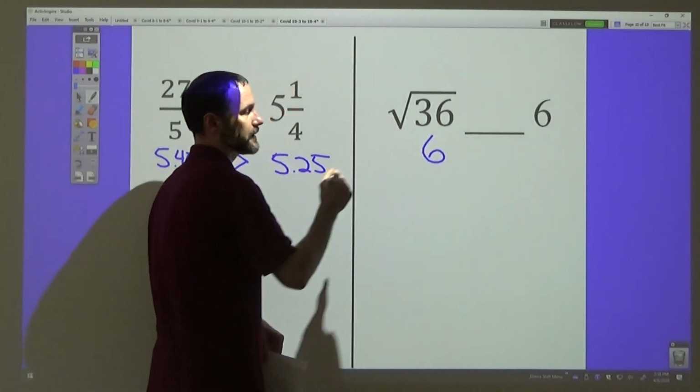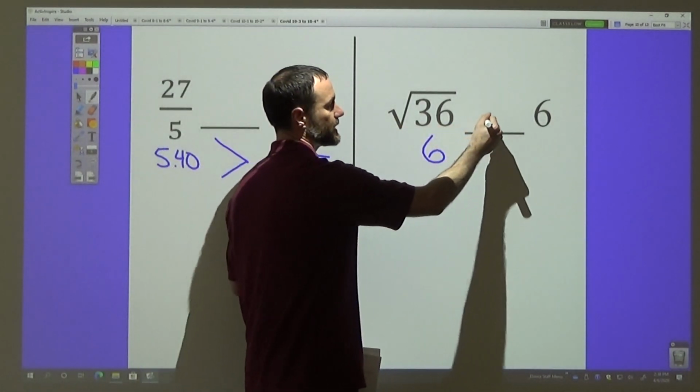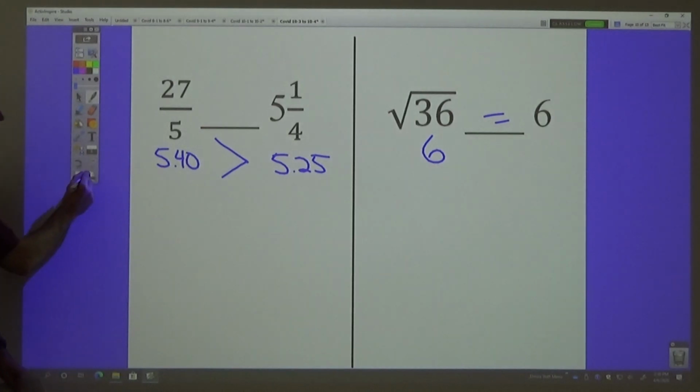Square root of 36 when you type it into the calculator is 6. So we have 6 and 6. 6 and 6 are equal to each other.